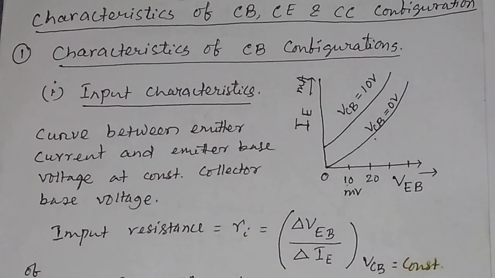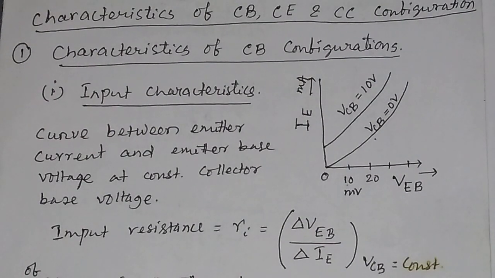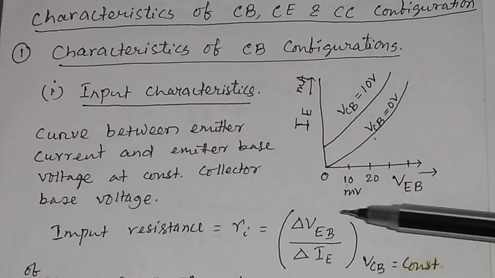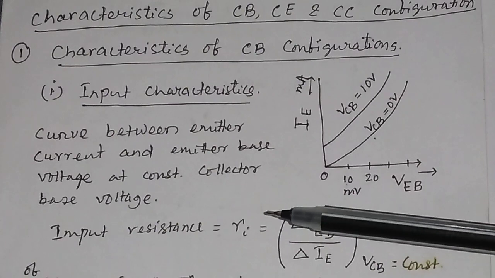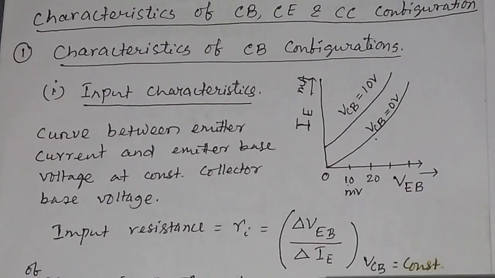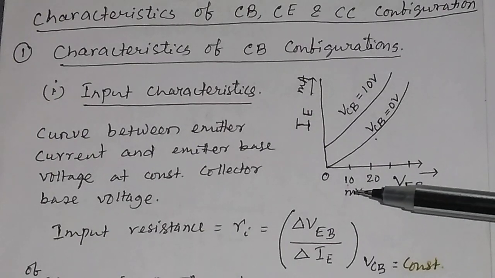In transistor characteristics, we basically have two characteristics. One is your input characteristics, another one is your output characteristics. What we basically find out in the transistor characteristics is the input resistance in the input characteristics and the output resistance in the output characteristics.